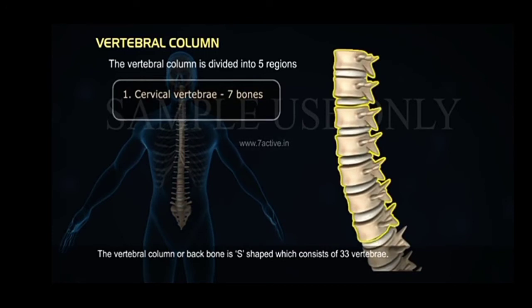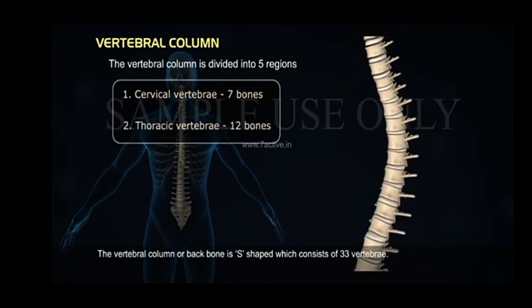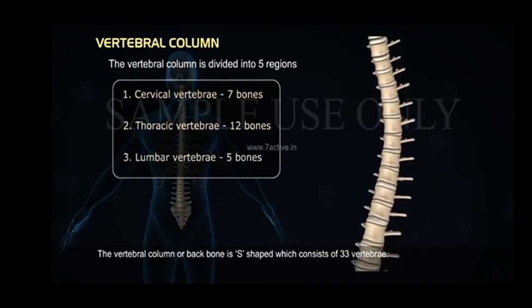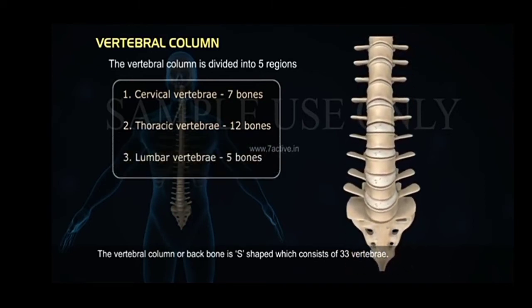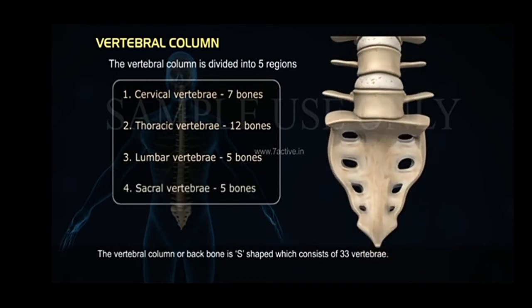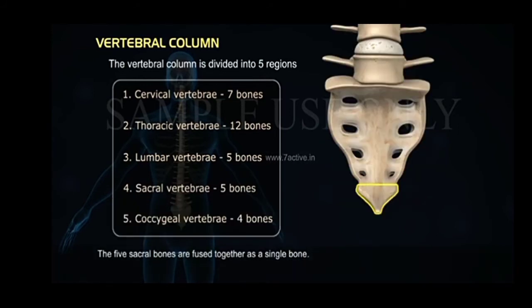The cervical vertebrae 7 bones, thoracic vertebrae 12 bones, lumbar vertebrae 5 bones, sacral vertebrae 5 bones, coccygeal vertebrae 4 bones. The 5 sacral bones are fused together as a single bone. The 4 coccygeal bones are fused together as another single bone. Thus, total vertebrae are 26 in number.